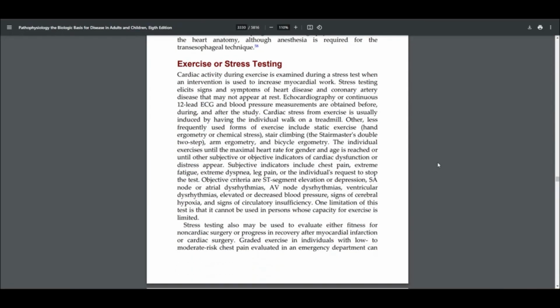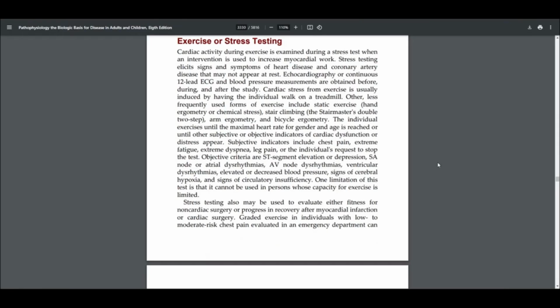Exercise or stress testing. Cardiac activity during exercise is examined during a stress test, when an intervention is used to increase myocardial work. Stress testing elicits signs and symptoms of heart disease and coronary artery disease that may not appear at rest. Echocardiography or continuous 12-lead EKGs and blood pressure measurements are obtained before, during, and after the study. Cardiac stress from the exercise is usually induced by having the individual walk on a treadmill.